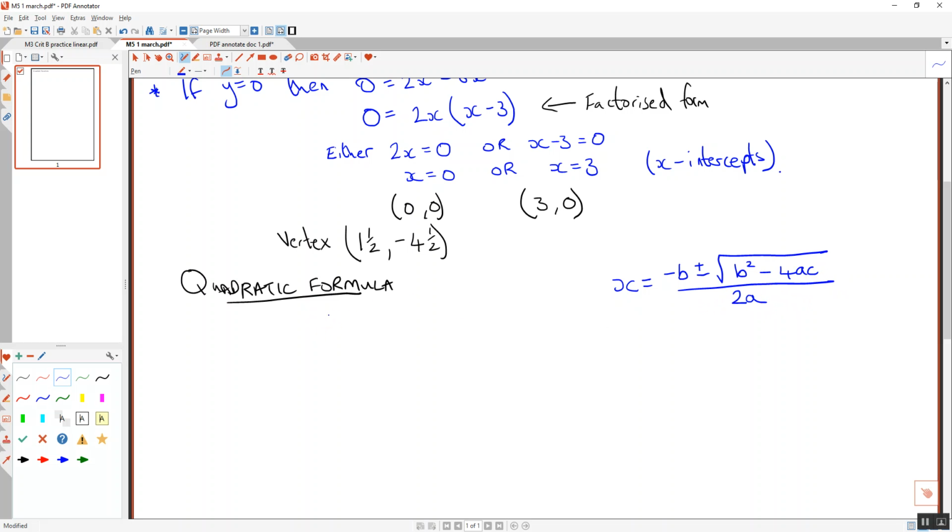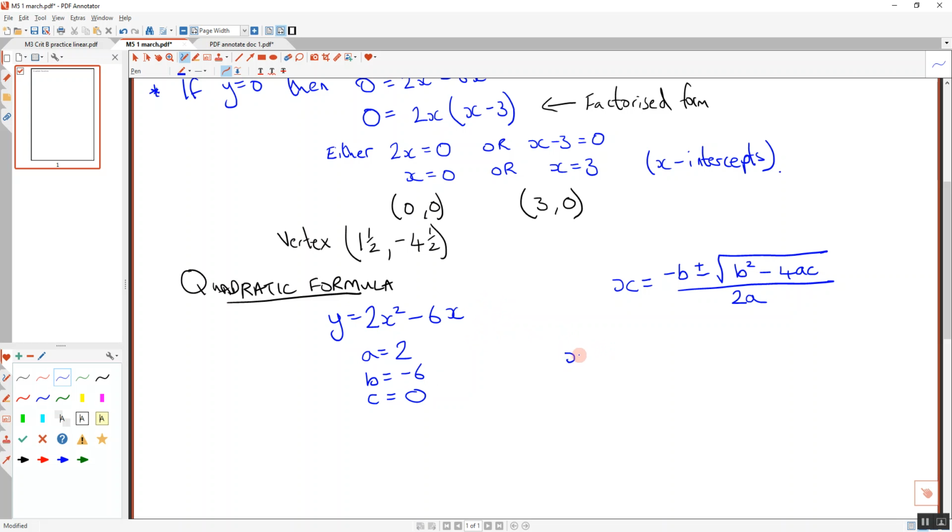And I'm going to write my equation down again. So, Marco, what is the value of a for my equation? 2. Lely, what is the value of b? Negative 6, so b is the value in front of the x. What is the value of c? 0, because there is no constant term.